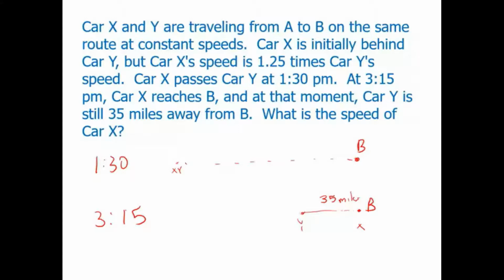What is the time from 1:30 to 3:15? Well, that is 1 hour and 45 minutes. It's most advantageous to write that as an improper fraction of an hour. And so that is a full hour plus a quarter of an hour. So that is 7/4 of an hour. So that is the time.